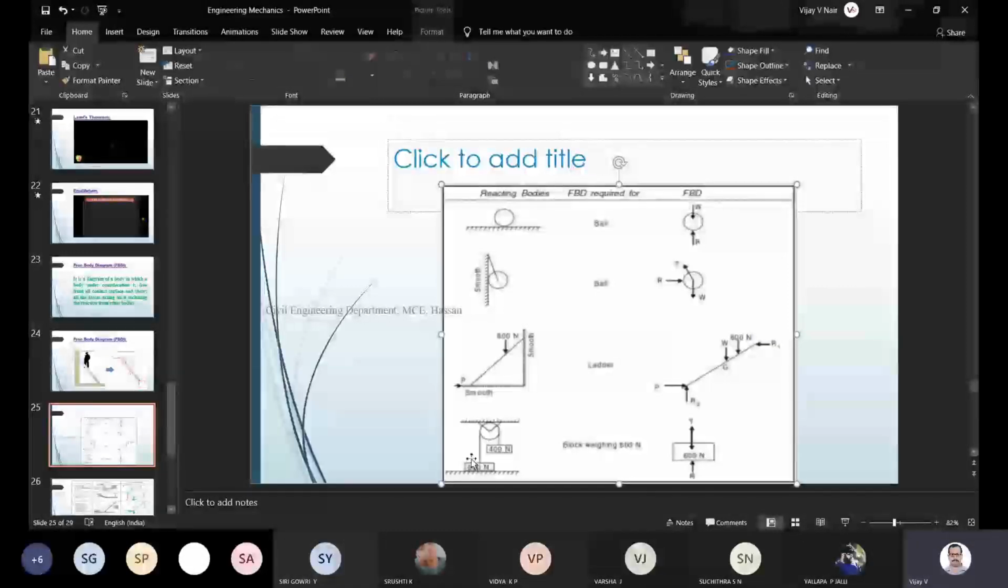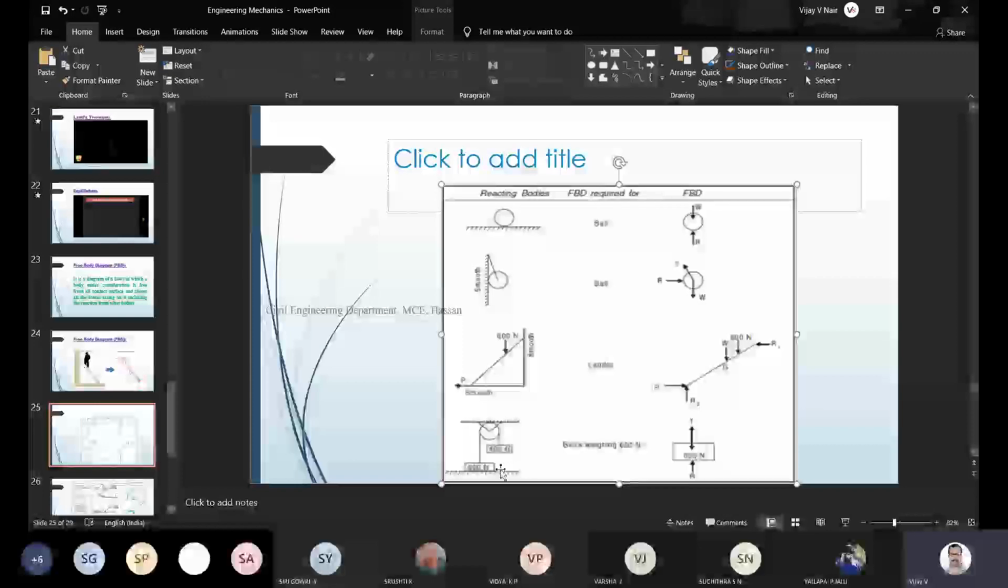Block weighing 600 Newton. Okay, fine. This is actually a pulley where 600 Newton is pulled. In that case, the 600 Newton will be acting in the downward direction, and the tension will be acting along the thread, whichever is there. In this case, the consideration is only about the 600 Newton. The point of focus is only on 600 Newton.